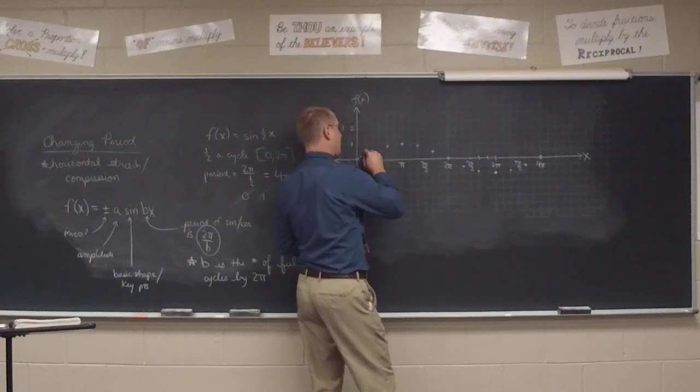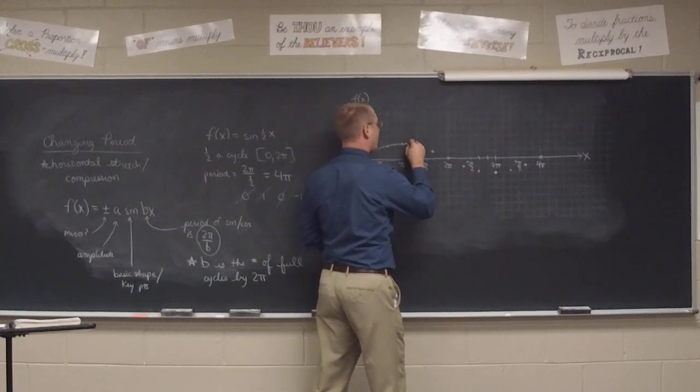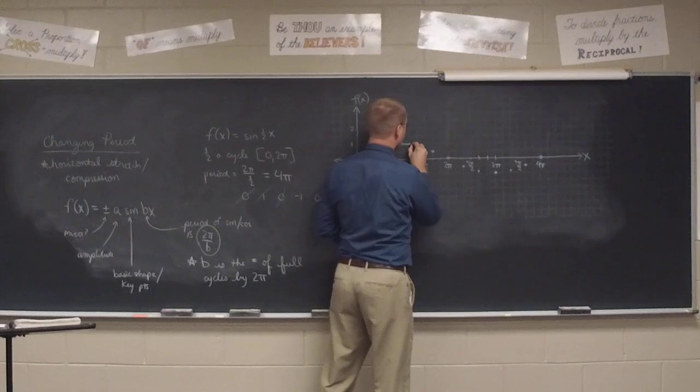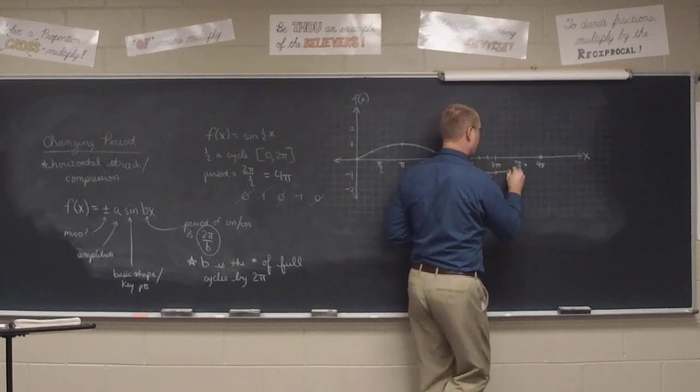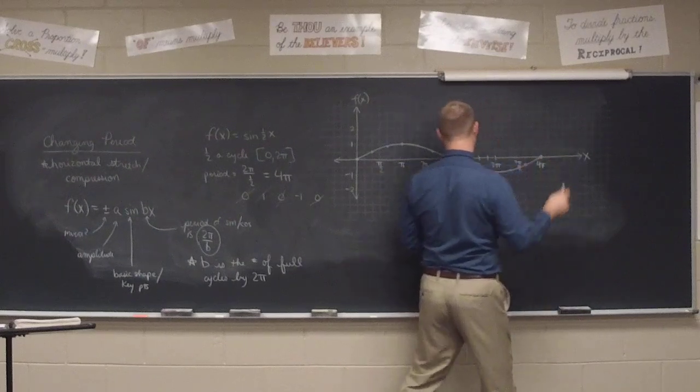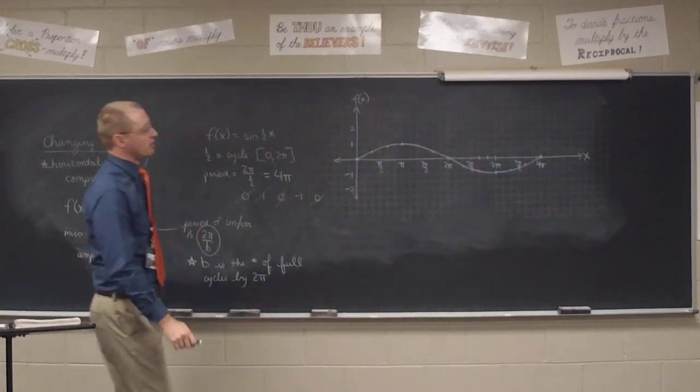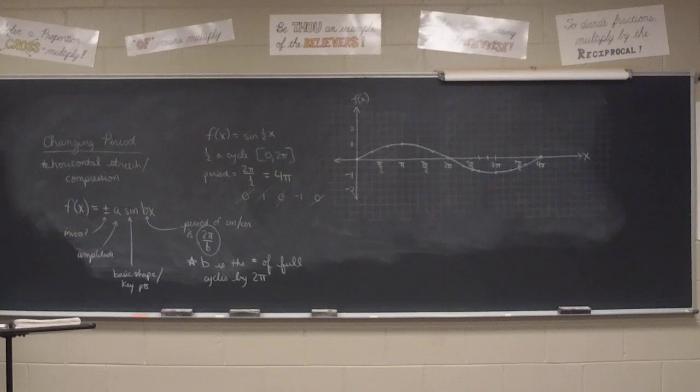So that when you connect all those dots, you get a very slow sine curve. It's still a sine curve. You can just see it's been stretched out along that x-axis. But same basic shape.